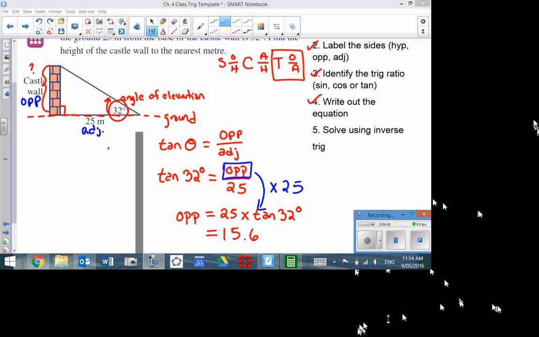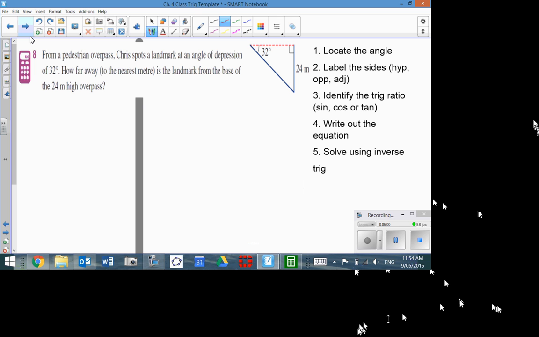15.6, we're talking about meters. If you're 25 meters away and you're looking at about an angle of elevation of 30 degrees, would it make sense that this wall would be about 15 meters tall? Okay, so yes, that's a very realistic answer. Let's go ahead and take a look at one more example, going through the exact same steps.